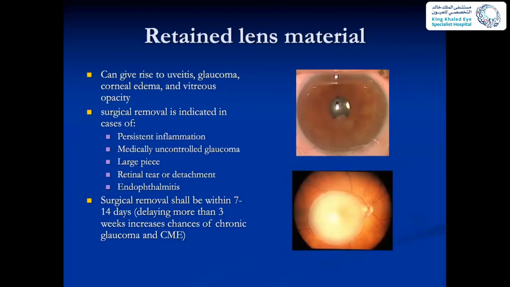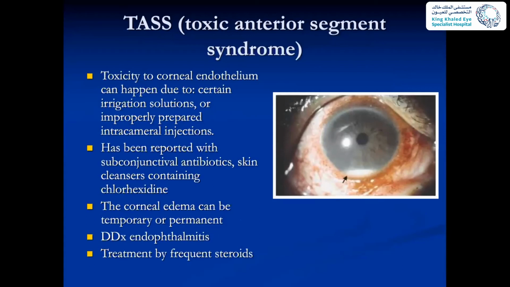If there is retinal tear or detachment, we have to remove it and do the proper treatment of the retina, or if there is endophthalmitis, we can inject intravitreal antibiotic at the same time. Surgical removal shall be within 7 to 14 days. At the start, usually we don't do the procedure because of corneal edema and to control the intraocular pressure, but we must not delay it beyond 3 weeks because there are increased chances of chronic glaucoma and cystoid macular edema. So what is toxic anterior segment syndrome?